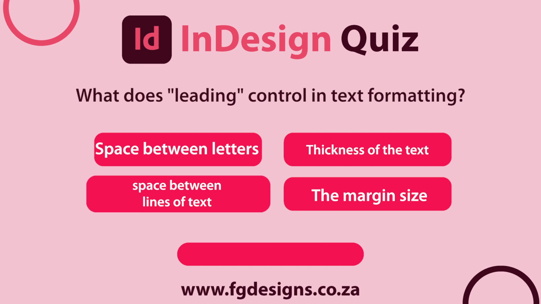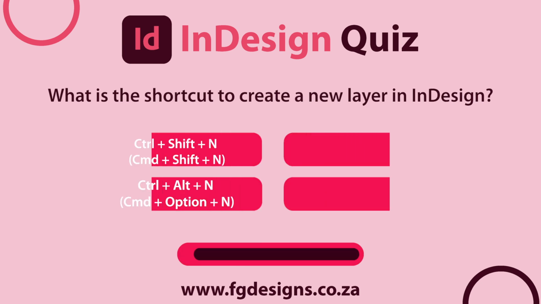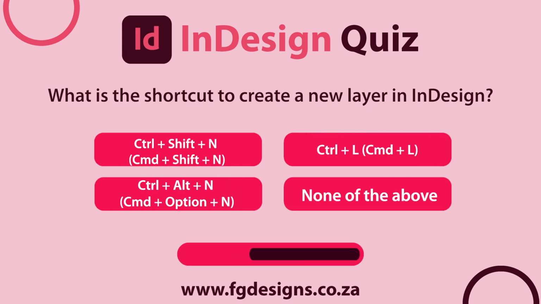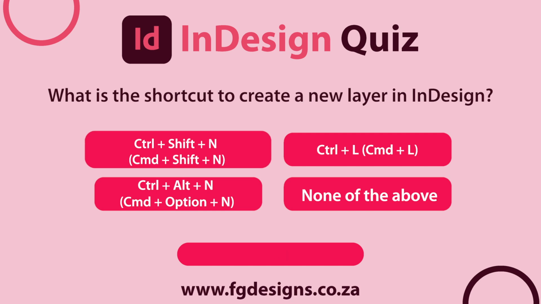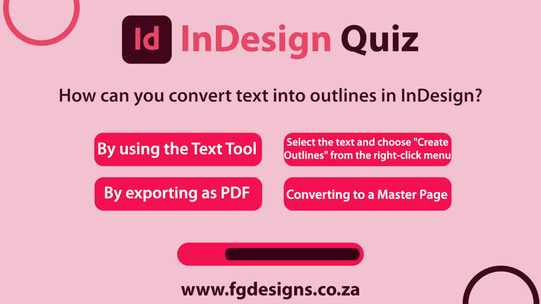Space between lines of text. What is the shortcut to create a new layer in InDesign? Command-Shift-N. How can you convert text into outlines in InDesign? By selecting the text and choosing Create Outlines from the right-click menu.